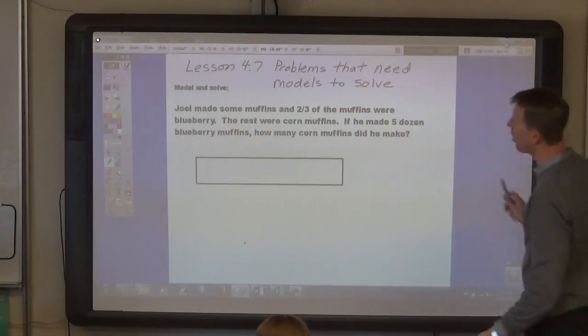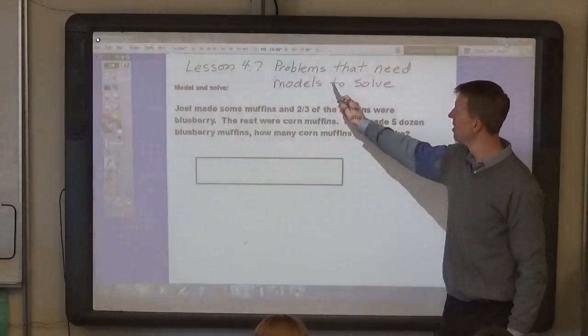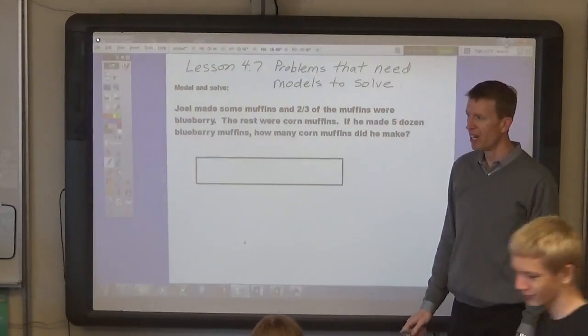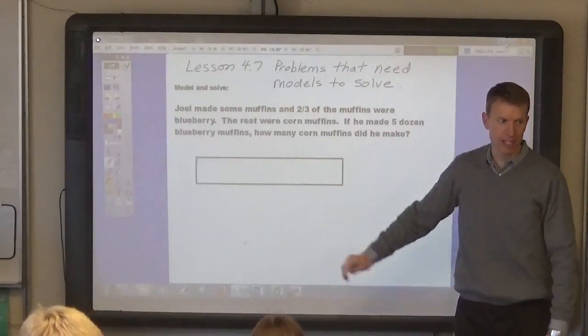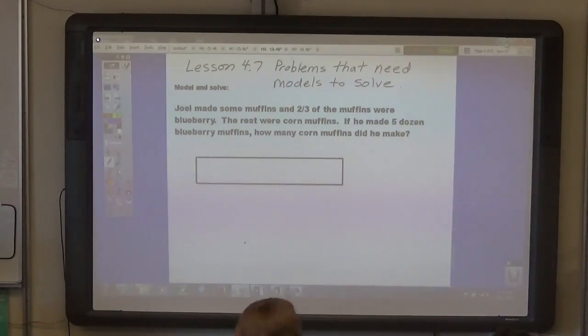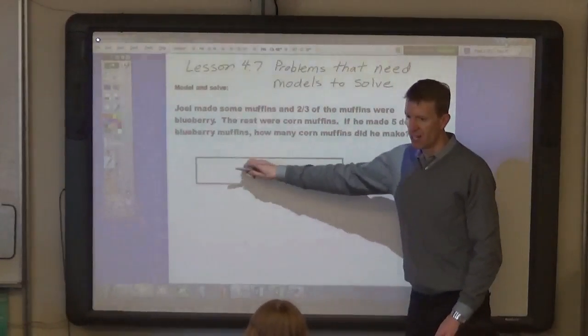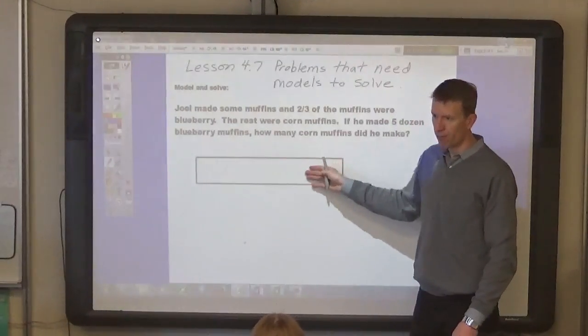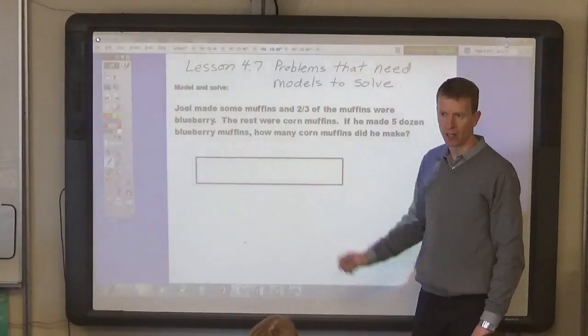Let's take a look at some problems that involve fractions and that need models to help us solve them. This is a really exciting lesson because you can solve so many problems that seem complicated, but when you draw a model, they actually are very simple. So we're going to talk about modeling fractions. And these models are all going to involve drawing a rectangle first. So this is where we're going to start.